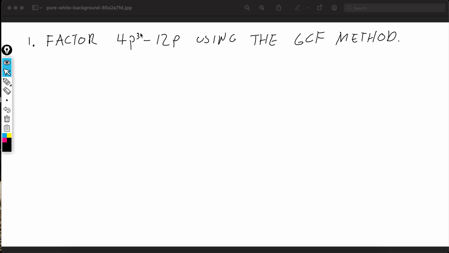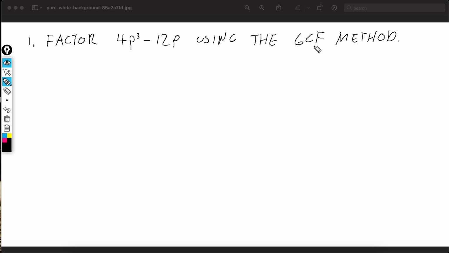Factor 4p cubed minus 12p using the greatest common factor method. What is the greatest common factor? It ain't the greatest of all time. It's an acronym for basically just a number, the biggest number that can be divided evenly into two different numbers or more. Okay, that's it. That's literally all it is.